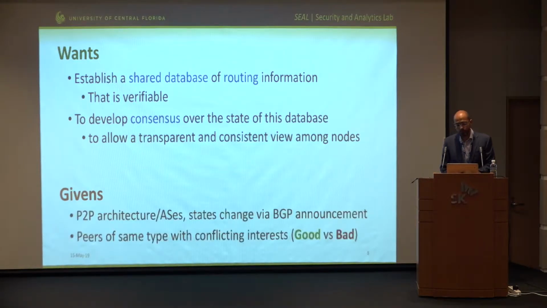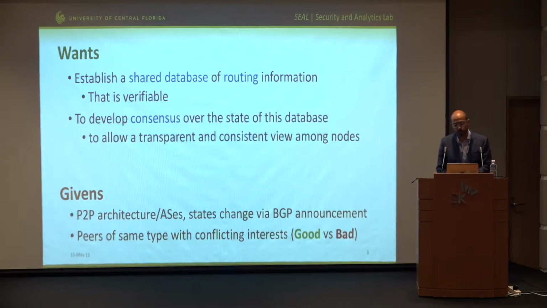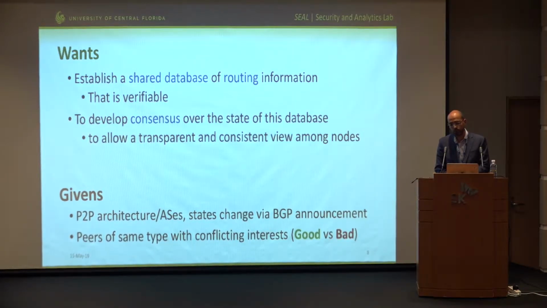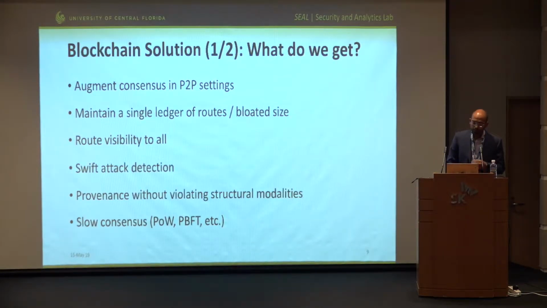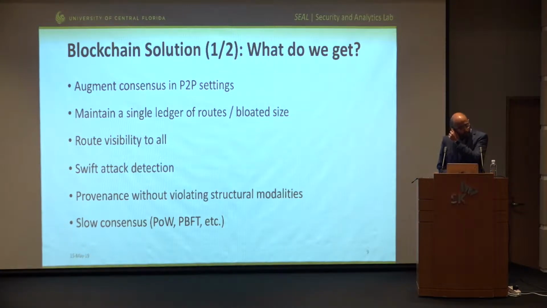And what we are given is quite limited. We have a peer-to-peer architecture, that is ASs, with states that change by the BGP announcements that I mentioned earlier, by announcing prefixes. And we have peers of the same type and conflicting interests, that is, say, ASs. Among them, there could be a good one, a bad one, and a conflicted one. And we want to do that efficiently and quickly. That's the title. So what do we get by just applying a standard blockchain system to this?